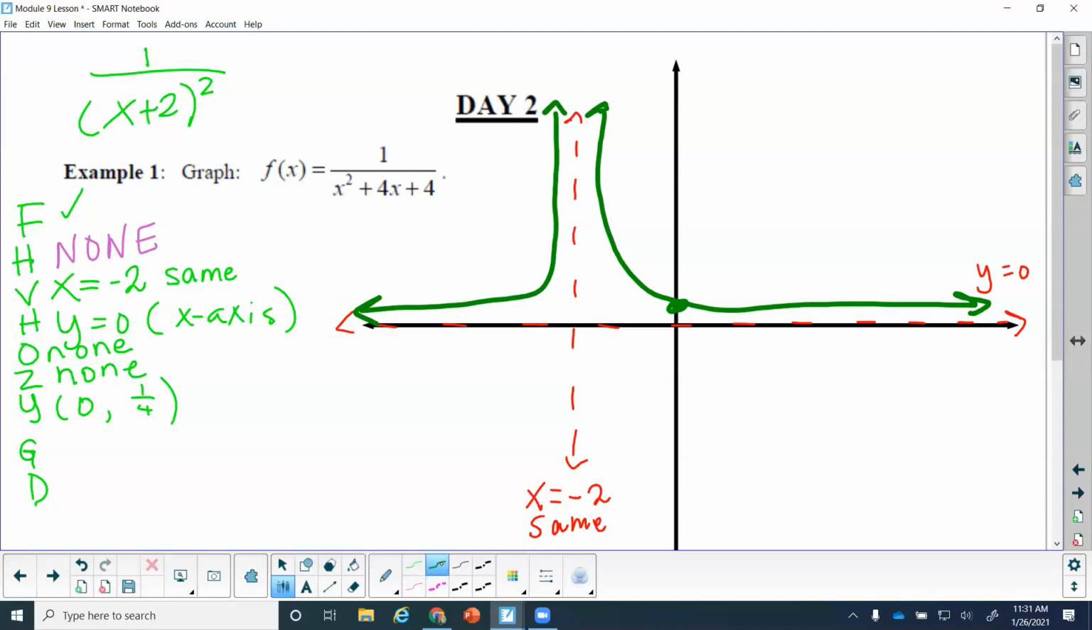Domain, I almost forgot. Domain. Negative infinity to -2, and just pick it up to positive infinity.